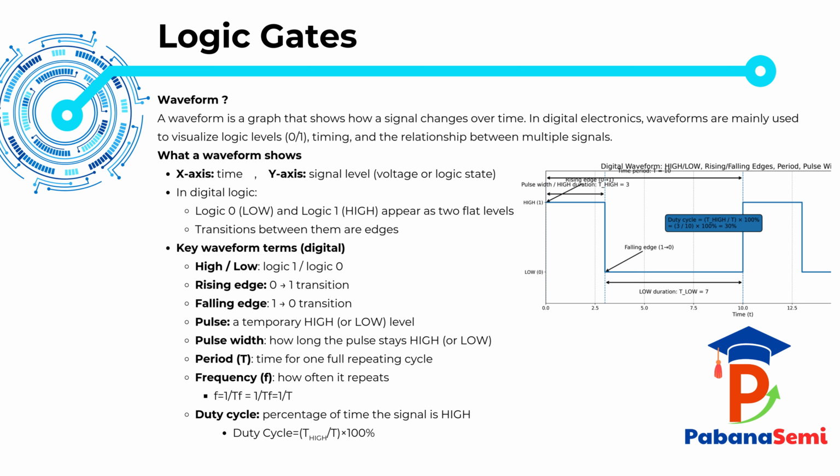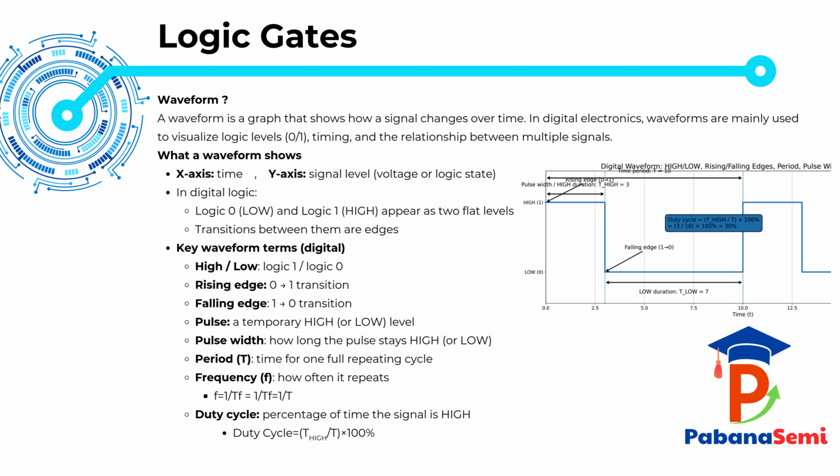A pulse occurs when the signal stays high or low for a brief moment. The duration for which it remains high is referred to as the pulse width, also known as T high. The time period, represented by T, is the time taken for one complete repeating cycle of the waveform. From the period, we define frequency, which tells us how often the waveform repeats. Frequency equals 1 divided by period, or F equals 1 over T.